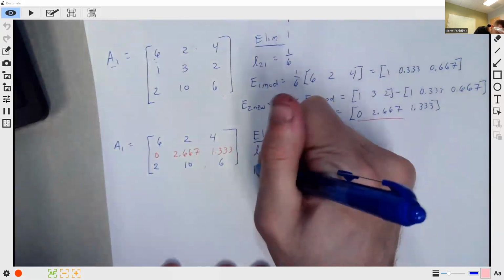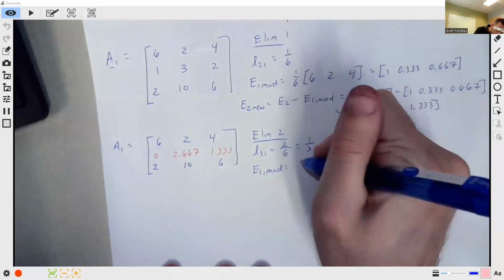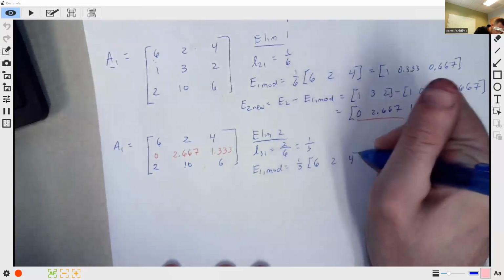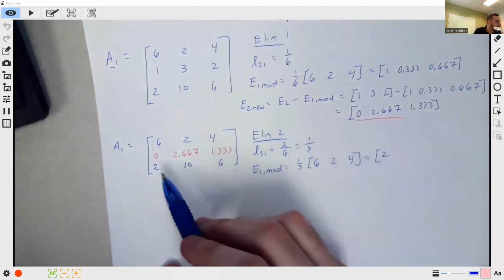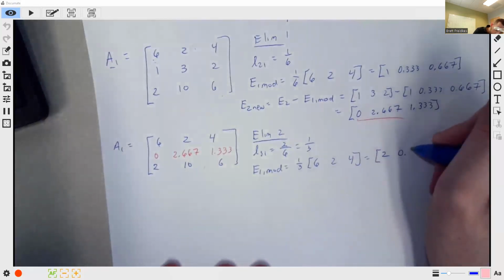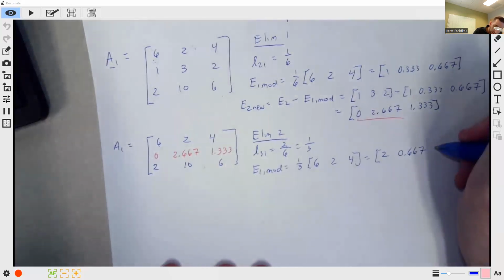So we'll say that we'll modify that top equation again, E1 mod. That will be 1/3 times 6, 2, and 4. 6 over 3 is 2. That's what we want because we want this number to match that number. 2 over 3 is 0.667. That's 2/3. And 4 over 3 is 1 and 1/3.